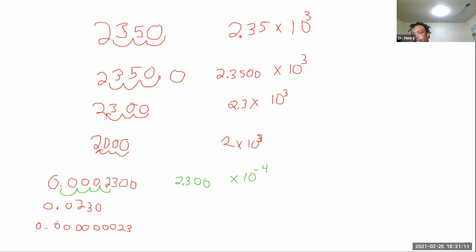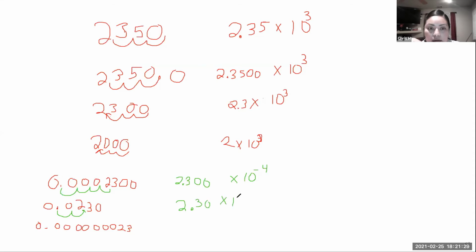Okay, what about this guy? You move it over twice. 1, 2, and then it's 2.30 times 10 to the negative second. This guy? You move it 8 times.